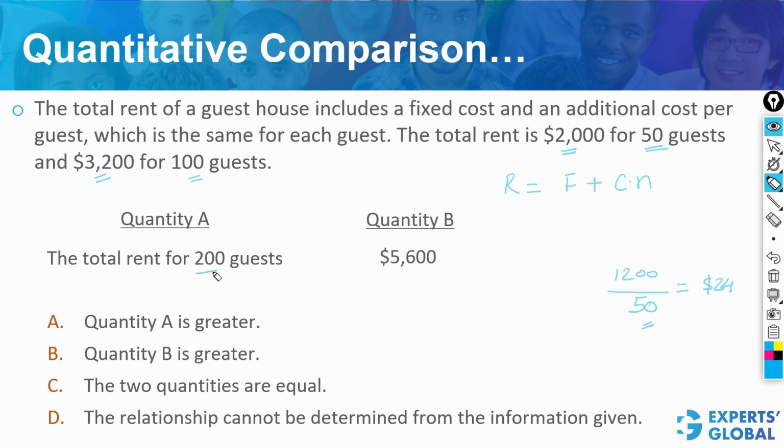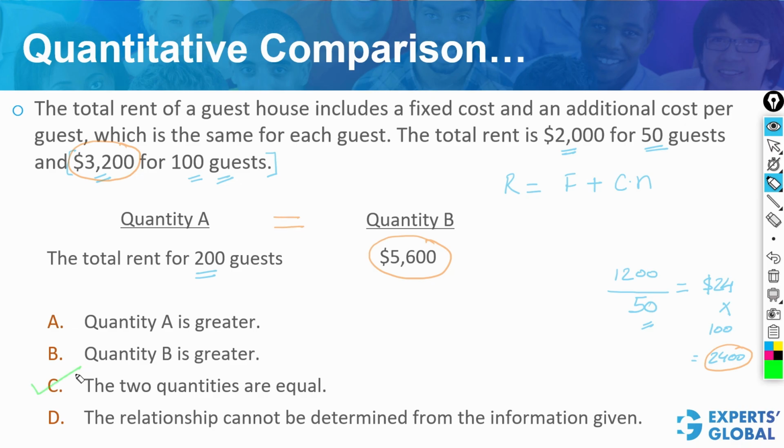Now there are 200 guests, so 100 guests over this case here. So the cost will increase by $2,400. Therefore, the cost would be $3,200 plus $2,400, which would be $5,600. That means the two quantities here are equal. C is the correct answer choice.